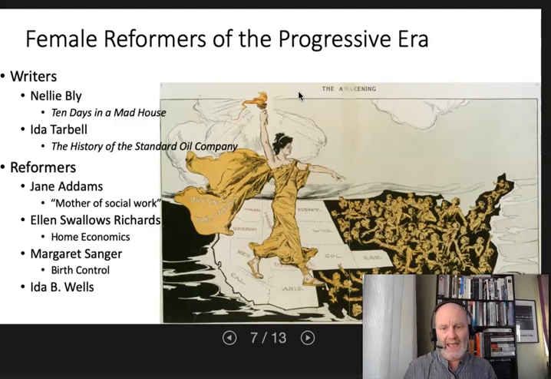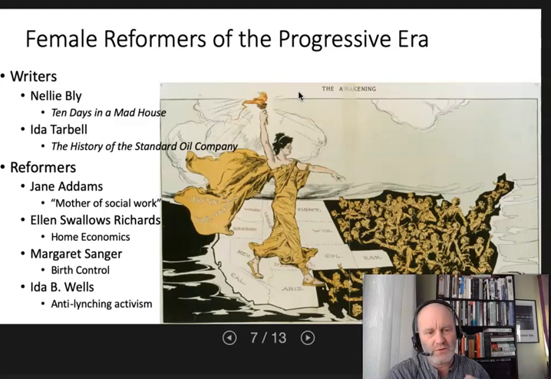Ida B. Wells, someone who is speaking out against lynching in a time where she is really one of the lone voices in a period that is marked by very brutal anti-Black violence in the South.